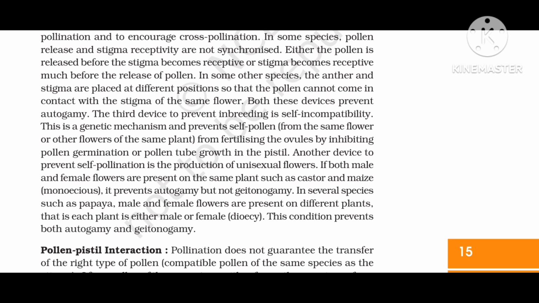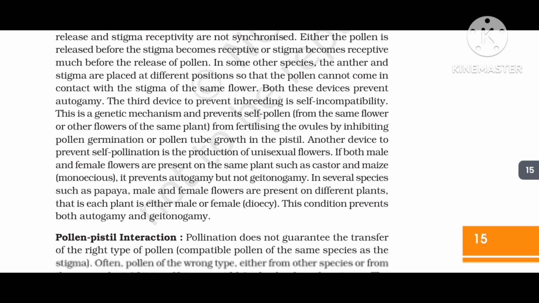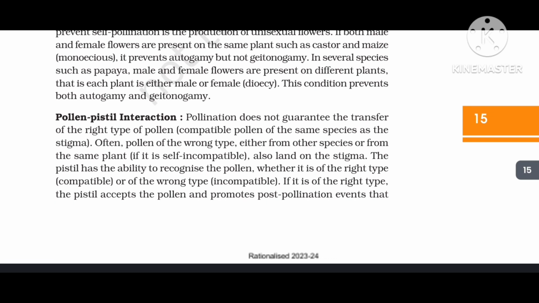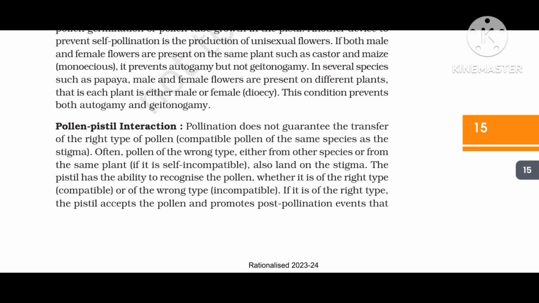Pollen-pistil interaction. Pollination does not guarantee the transfer of the right type of pollen, that is, compatible pollen of the same species as the stigma. Often pollen of the wrong type, either from other species or from the same plant if it is self-incompatible, also lands on the stigma. The pistil has the ability to recognize the pollen, whether it is of the right type, compatible, or of the wrong type, incompatible. If it is of the right type, the pistil accepts the pollen and promotes post-pollination events that lead to fertilization.